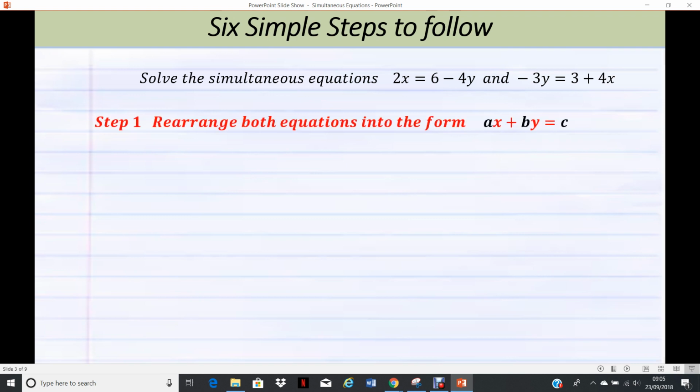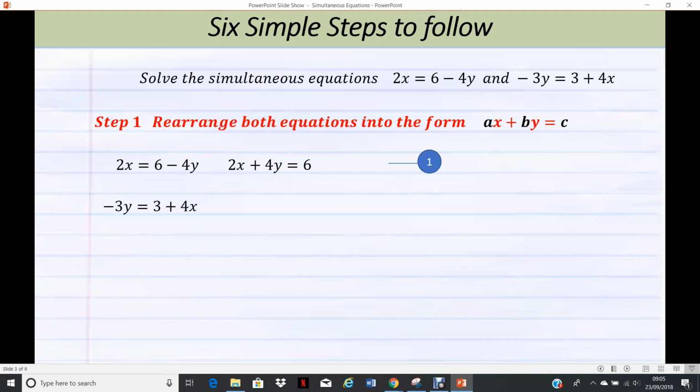Step 1 is to rearrange both equations into the form ax plus by equals c, where a, b and c are constants or numbers. So 2x equals 6 minus 4y. We need to bring the minus 4y across the equal sign to become plus 4y, and we get 2x plus 4y equals 6. And I'm going to label this equation 1.